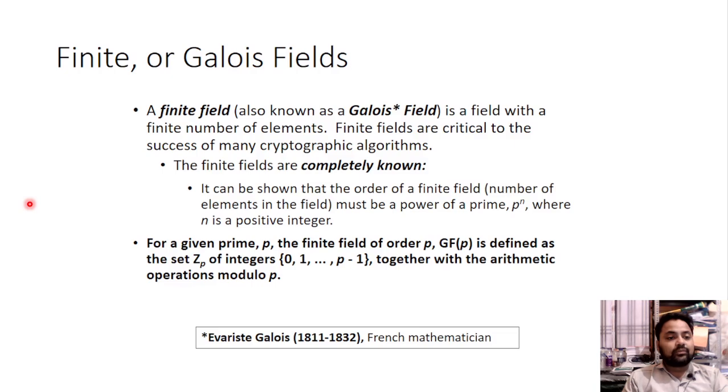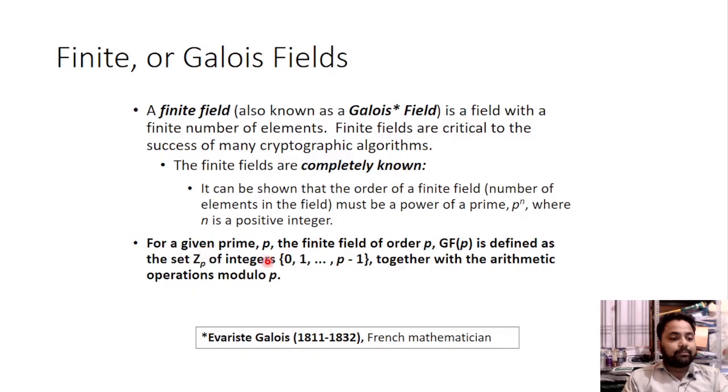A Galois field is a field with a finite number of elements. Finite fields are critical to the success of many cryptographic algorithms. The finite fields are completely known. It can be shown that the order of a finite field, the number of elements in the field, must be a power of a prime, p to the power n, where n is a positive integer.